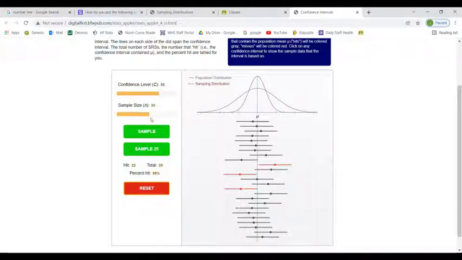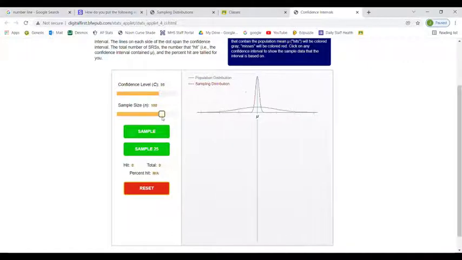Now let's take it up to 100, and now the samples are all going to disappear, but let's look at the sampling distribution. You can see where the sampling distribution is right now. Now if I take it up to 100, the sampling distribution just got much narrower, which makes sense because the square root of n is in the denominator of the standard deviation of the sampling distribution.